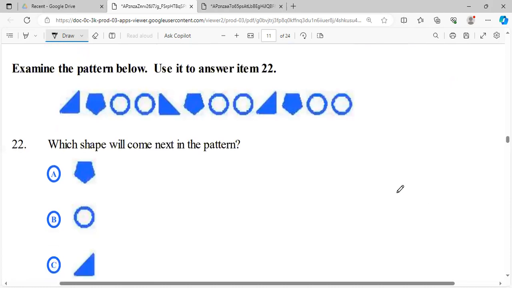Alright. 22 says, examine the pattern below, use it to answer item 22. So examine the pattern, what's happening, and then the details. So you have a triangle, boom, boom, boom. Alright, these triangles turn different. Same thing with these. These are the same. Alright, so this turns like this. Boom, boom, boom. So we're supposed to start back with a triangle. The last one turned this way. That means it should turn this way.